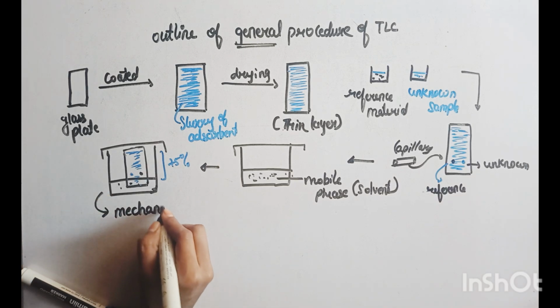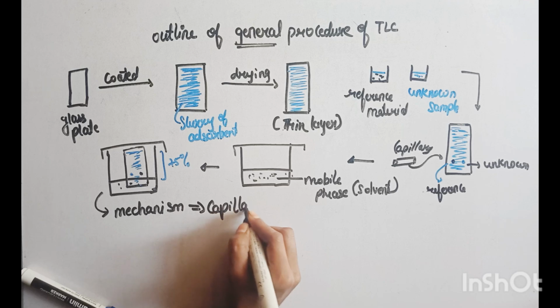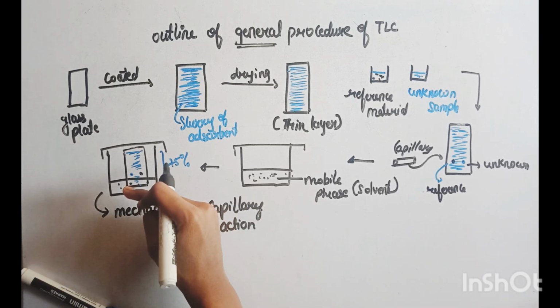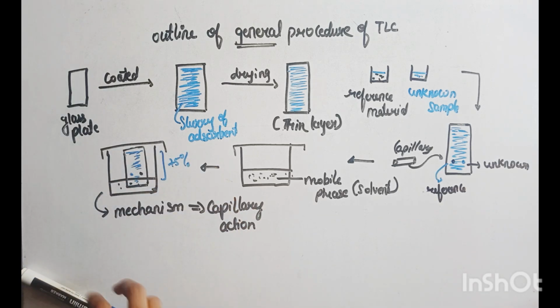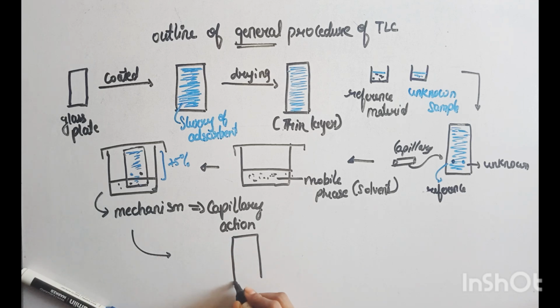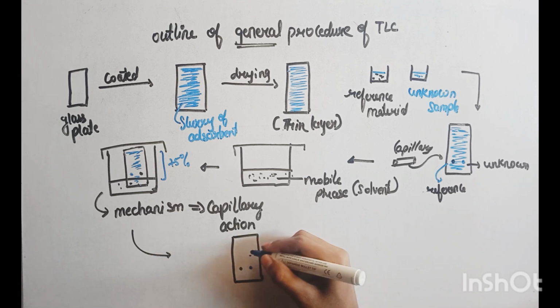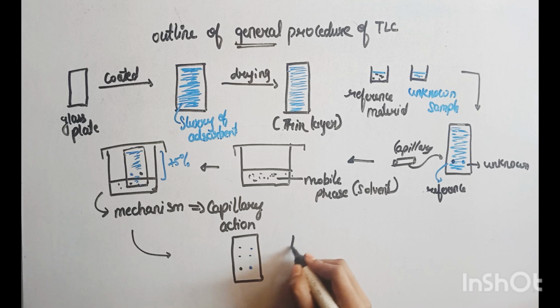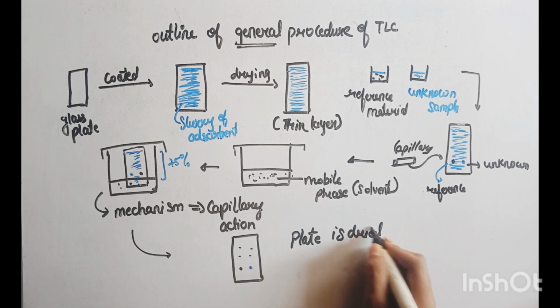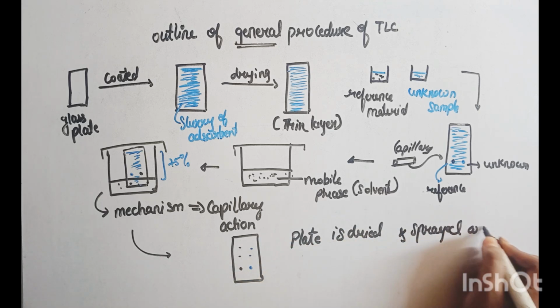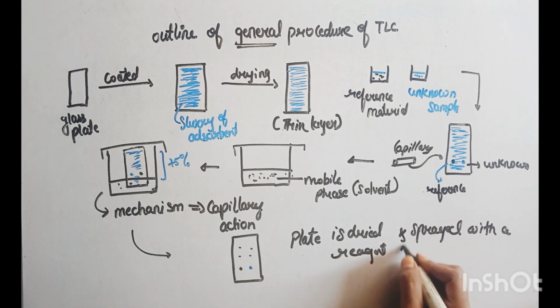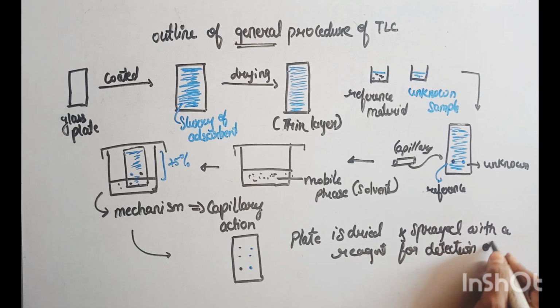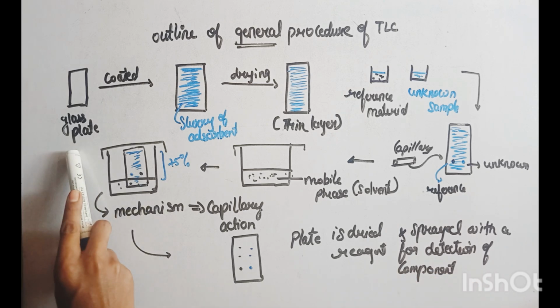so what is the mechanism behind it? The mechanism is capillary action. So the solvent moves from the bottom to the top with the help of this capillary action. Next we remove the plate and dry the plate. So the plate is dried and sprayed with the reagents for detection of the components. So these are the spots which are detected.